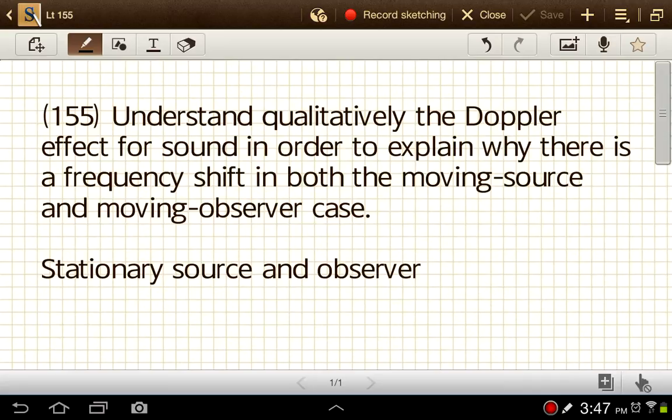I also want to point out that the Doppler effect involves motion of waves and motion of the thing making the waves and motion of the thing observing the waves, and I am drawing stationary pictures. So you won't be able to get a complete view of what's going on with the pictures that I'll have on this.